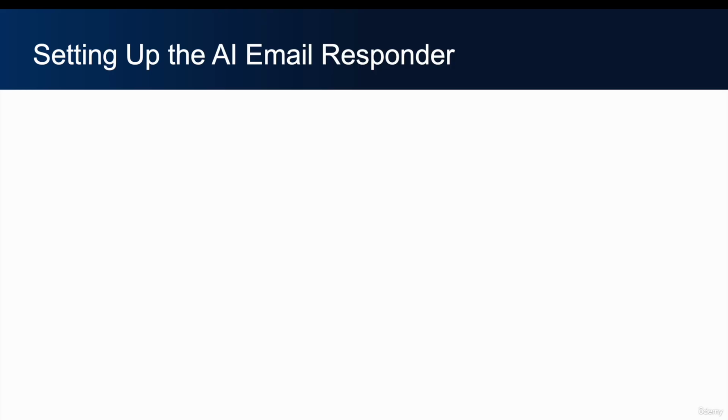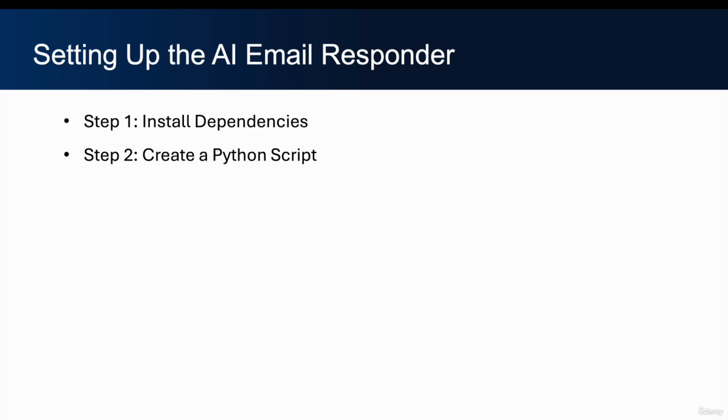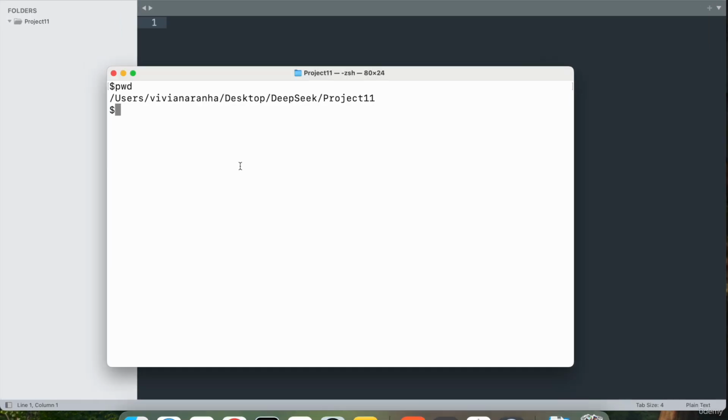Next, let's go ahead and set up the AI email responder. So let's build a Python script here to generate email replies using DeepSeek AI, and we'll follow our 3 steps. First, install the dependencies, then create a Python script, and then run the script. Let's start with installing the dependencies. We need the same dependencies. If you have not installed them, you'll have to say pip install requests and gradio, and it will take a few seconds.